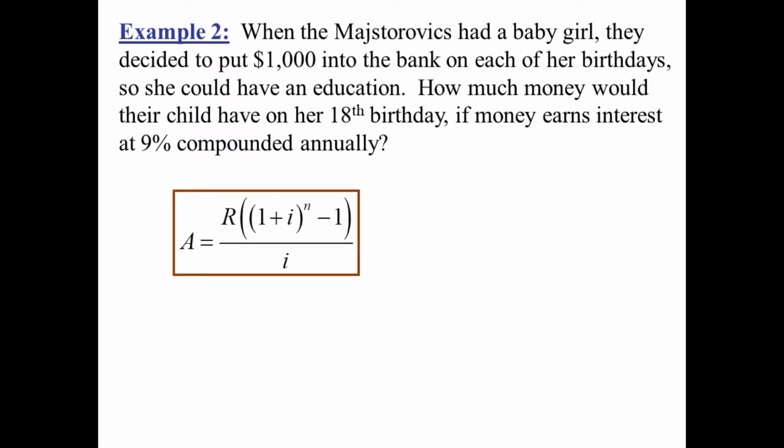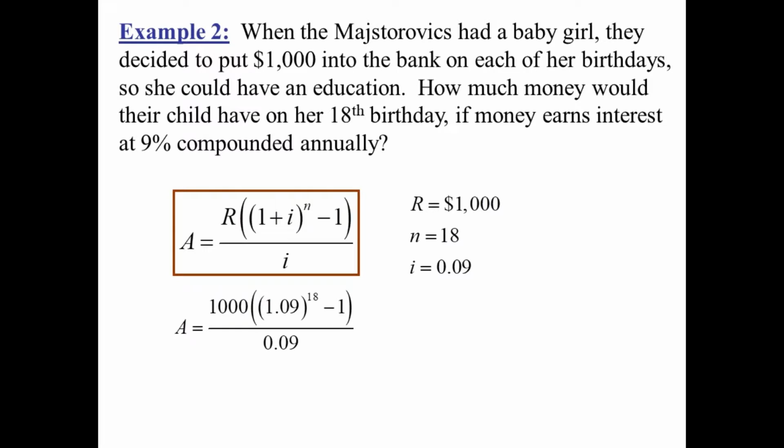Plugging into the formula, well, the regular investment is 1,000. i is 0.09. And n is the number of investments, and there's 18 of them. Plug them in, take a calculator, and do this yourself. $41,301.34 on her 18th birthday. What a nice birthday present for her. Notice how the Majstoroviches only put in $1,000 times 18. So they only put in a total of $18,000, but it matured over the years to become $41,301.34.